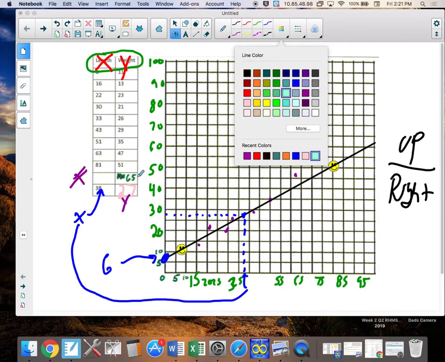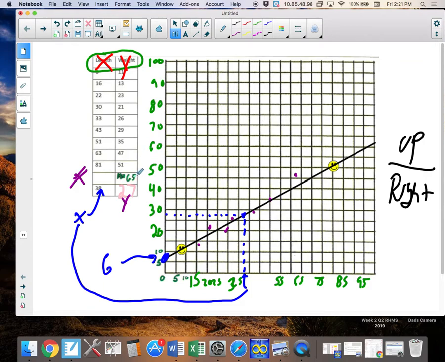65 is in the y column, so we find 65 on the y-axis. It's right here. We go straight across until we get to our line. Our line doesn't quite reach it, so we're going to extend it just a bit. So here's where they meet. The top of this graph was 100. So if we go a little bit further, maybe 102, 103, 104, roughly for our estimate. So we'll say something like 103.